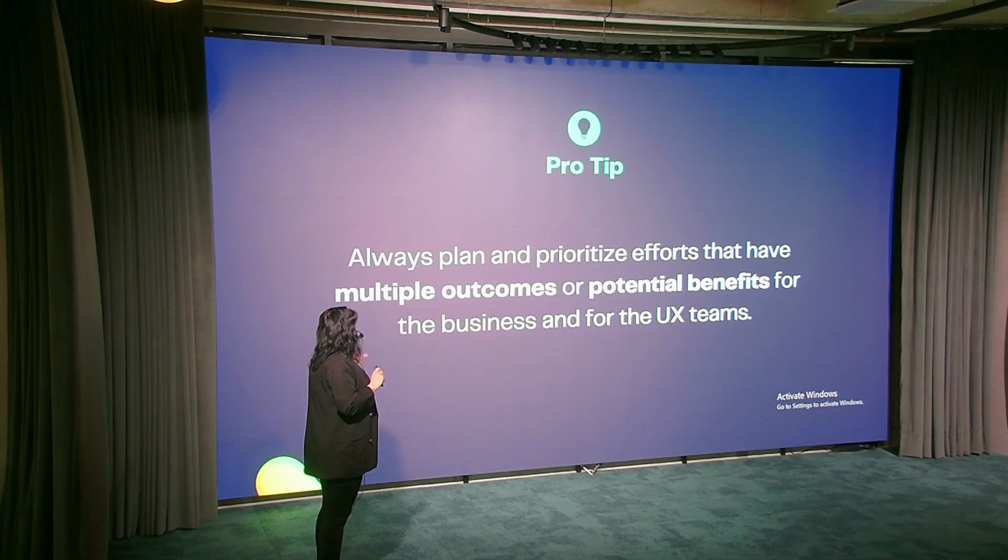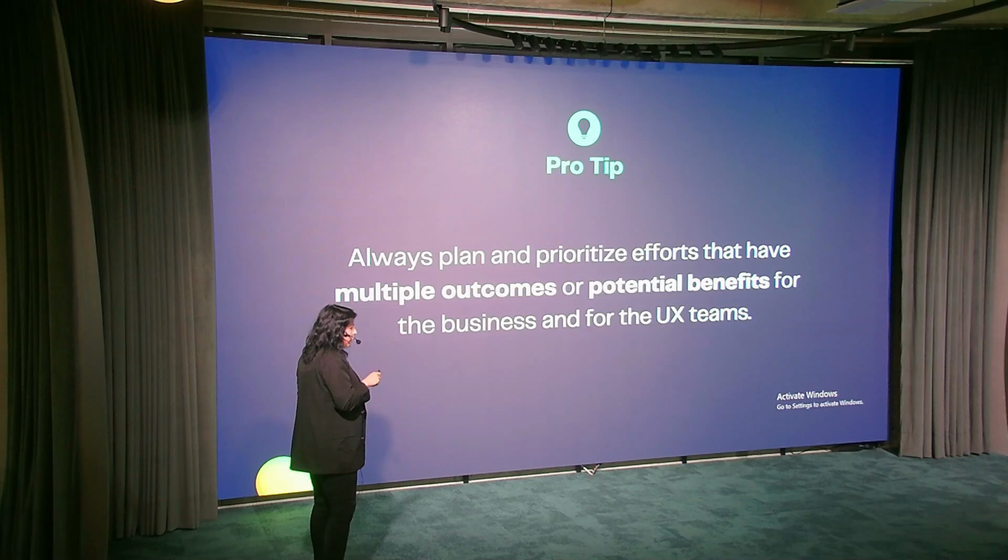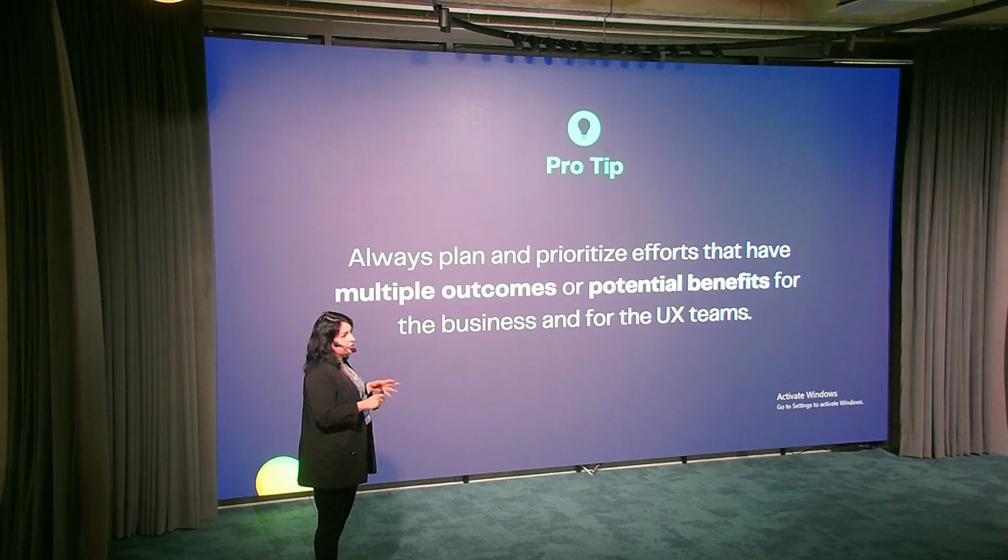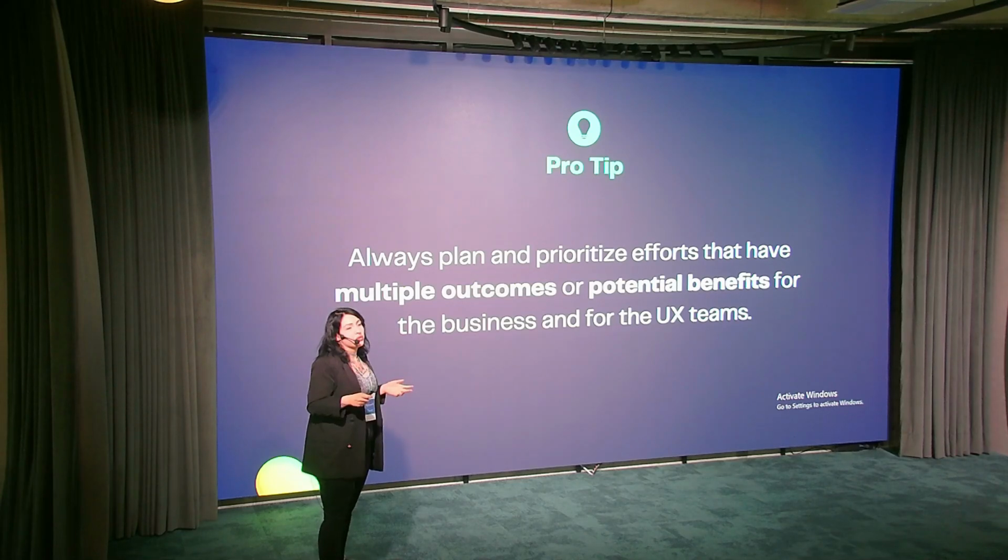When we talk about improvements, it's very important that you plan and prioritize efforts that have either multiple outcomes or can have multiple benefits for the business or for UX. Why is that important? If you only set one goal, let's say you're doing this big research on personas, and your only goal is to understand users better. That's a great goal. However, let's say you fail for some reason. Then you failed 100% on your goal.